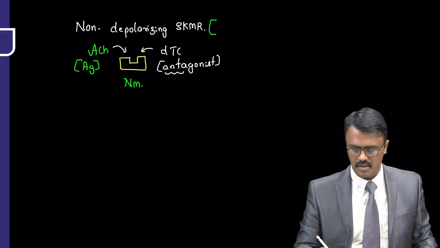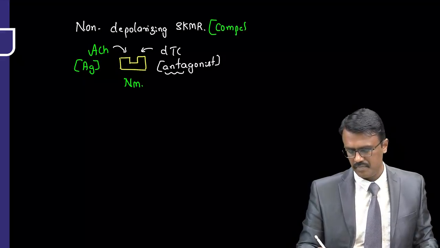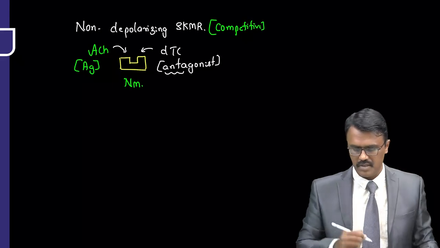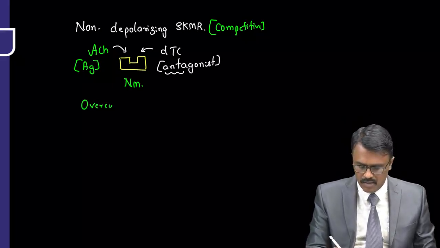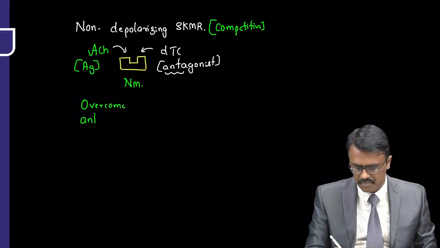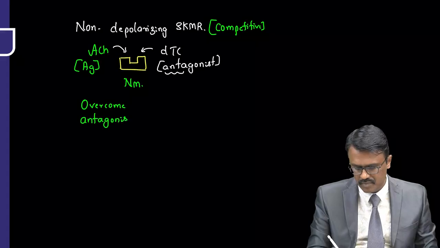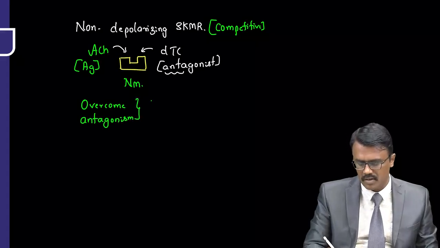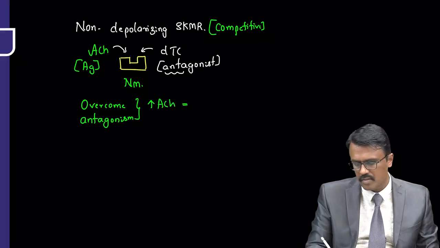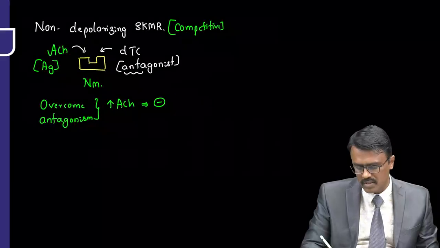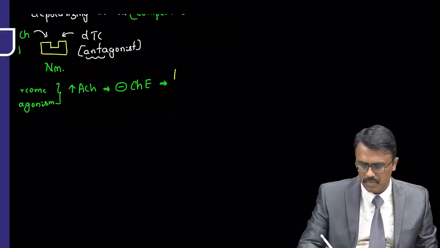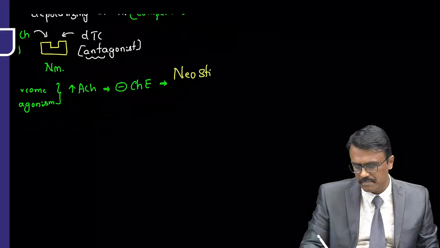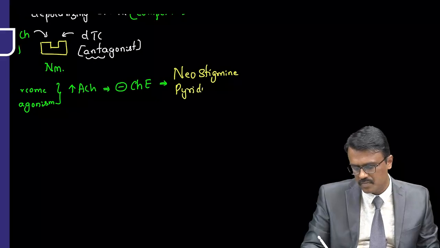These are also called competitive neuromuscular blockers. Now, how do you overcome this blockade? How do you overcome this antagonism? Yes, by increasing acetylcholine. Now, how do I increase acetylcholine? By inhibiting the enzyme cholinesterase. And who will do that job? That is done by two important drugs, neostigmine and one more drug, pyridostigmine.